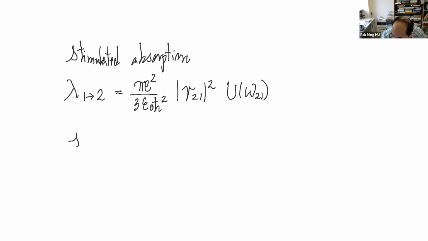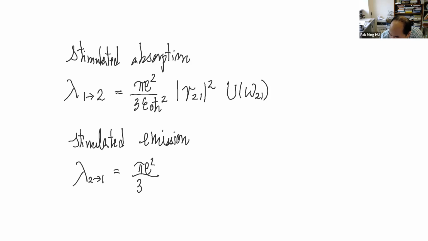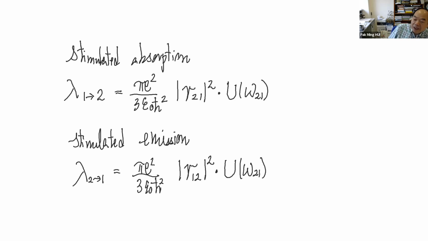At the same time, we also found a similar, actually identical expression for stimulated emission between the two same states, given by the same chunk of constants. In principle, this should be R12 square because the initial and final are now interchanged. And again, the frequency needs to be right, and it is proportional to the strength of the incident light at that frequency.